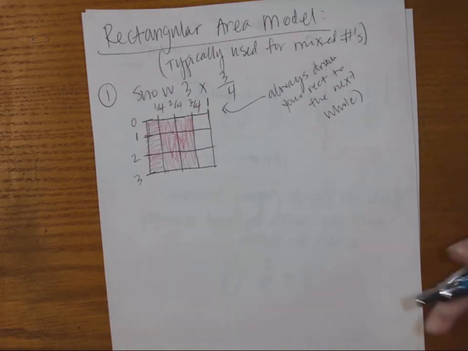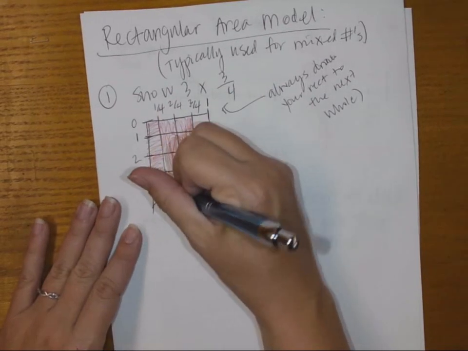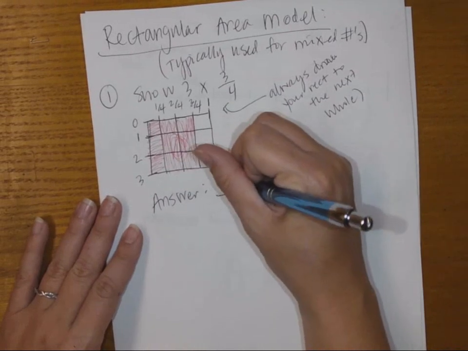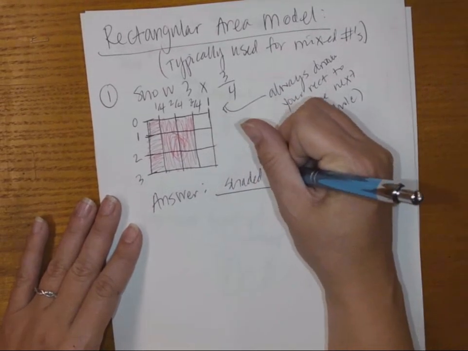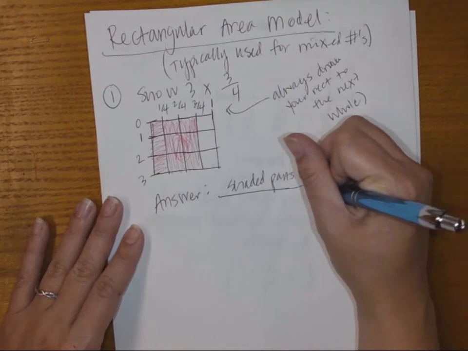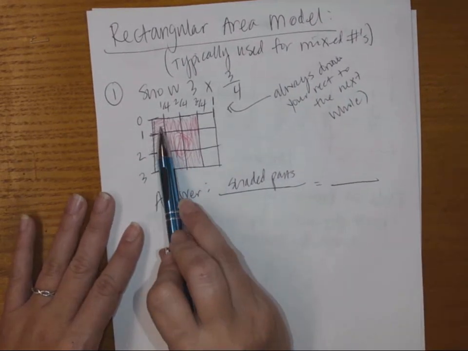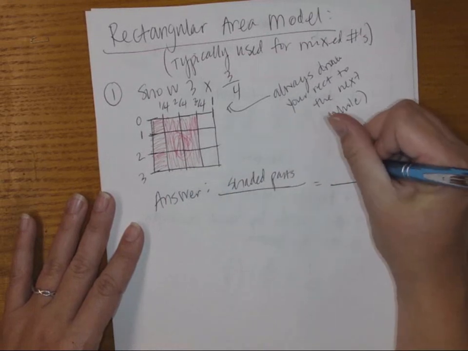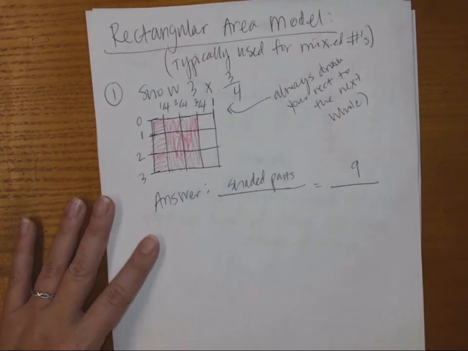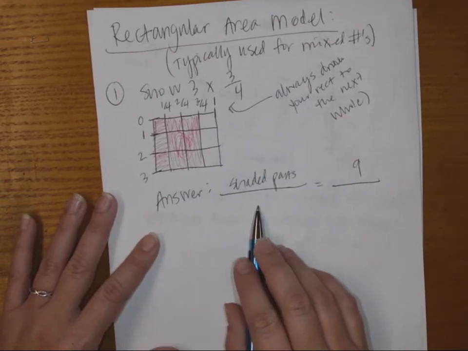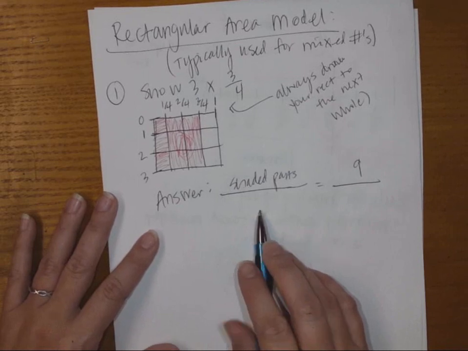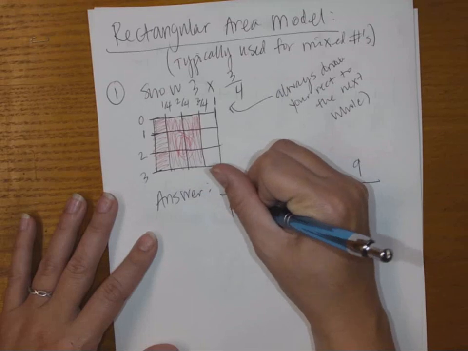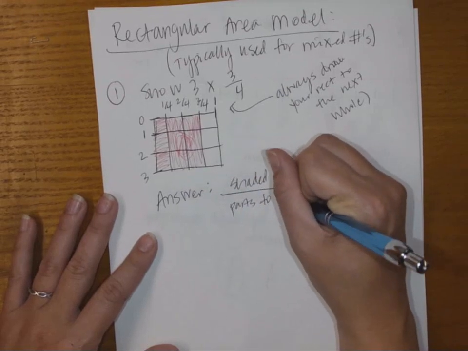The way that you write your answer is as a fraction. The number on top is the shaded parts. So in this case, the number on top would be 1, 2, 3, 4, 5, 6, 7, 8, 9. There are 9 shaded parts there. The number on bottom, think about a fraction. The number on bottom is always the number of parts to make a whole. So parts to make a whole.